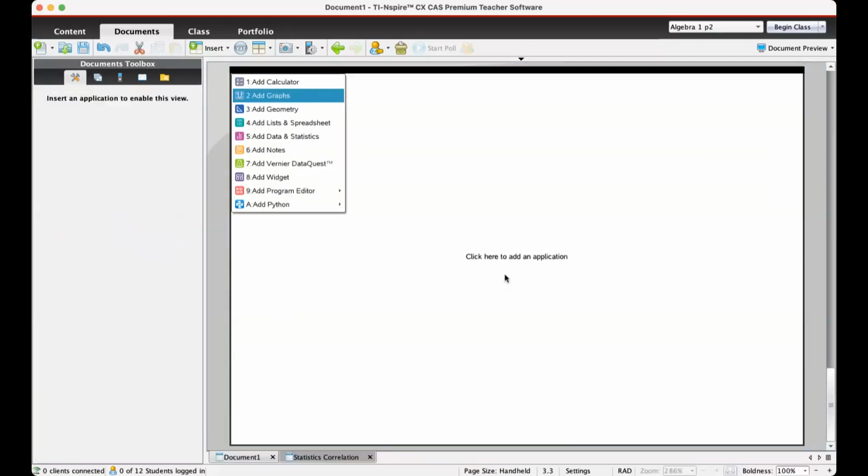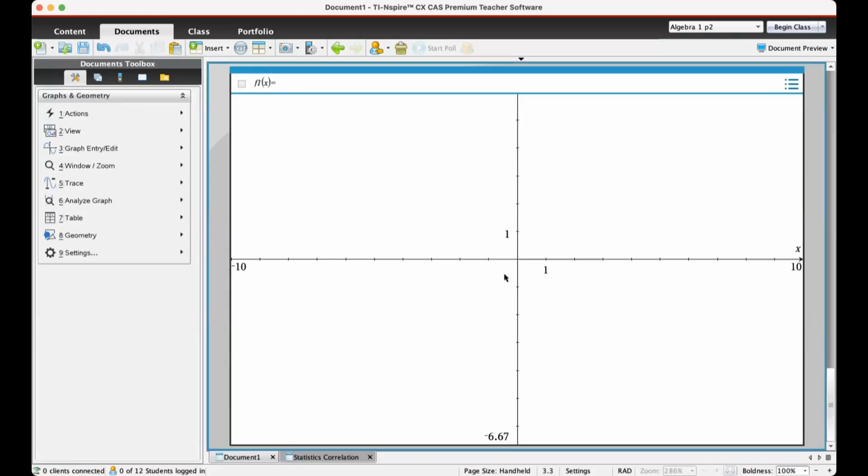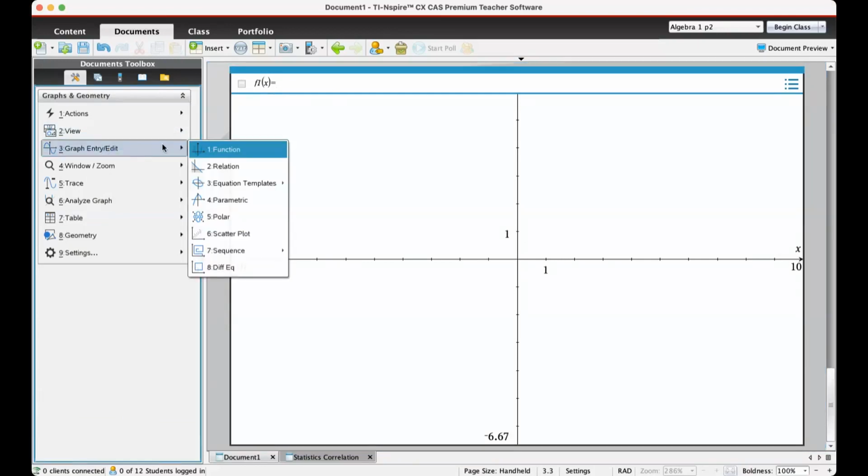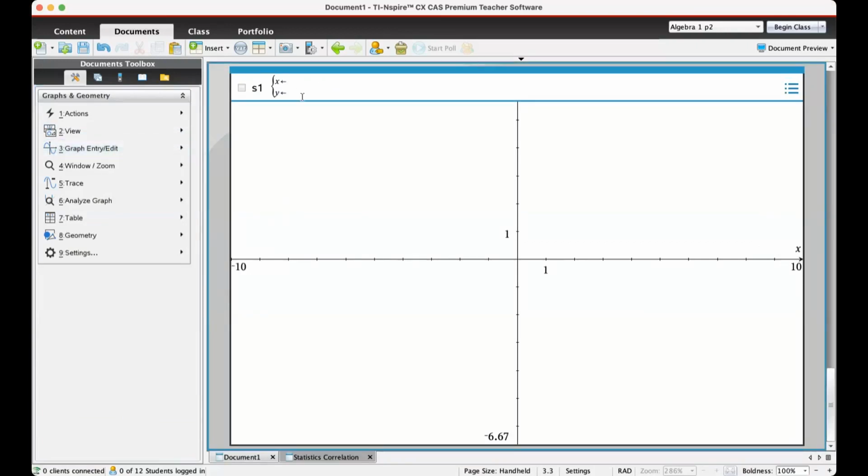So if you're on a graphs page, which is actually the page that Daniela was on earlier, it was just really smaller because there were multiple windows being shown. In the graph entry edit line, you have some options there like functions, relations, etc. And one of them is scatter plot, which gets you a little bit closer to what I think you were trying to do.